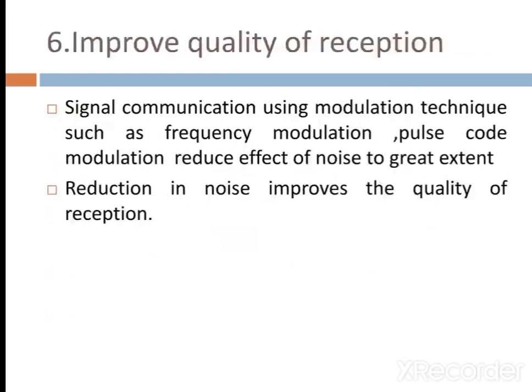Then last, sixth, improve quality of reception. In signal communication, using modulation techniques such as frequency modulation and pulse code modulation reduces the effect of noise to a great extent. That's why reduction in noise improves the quality of reception at the receiver side.